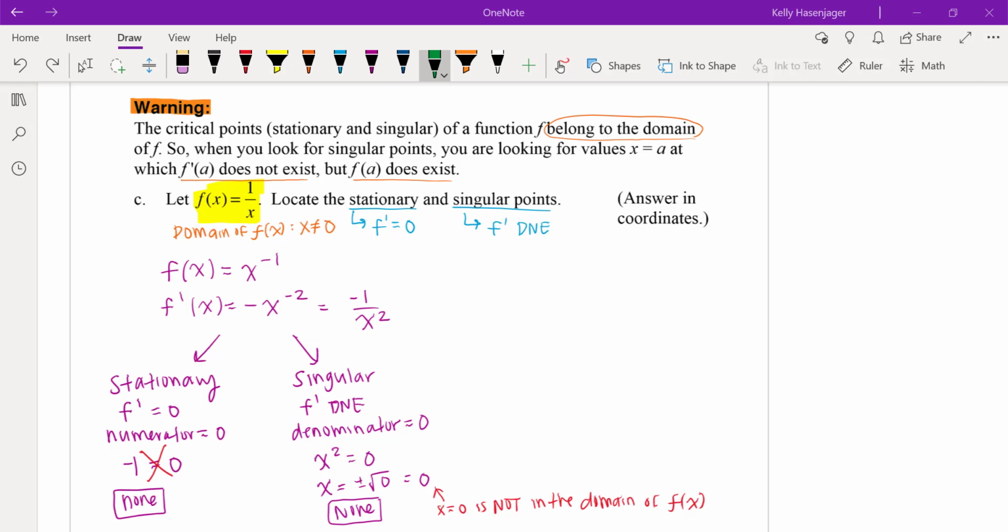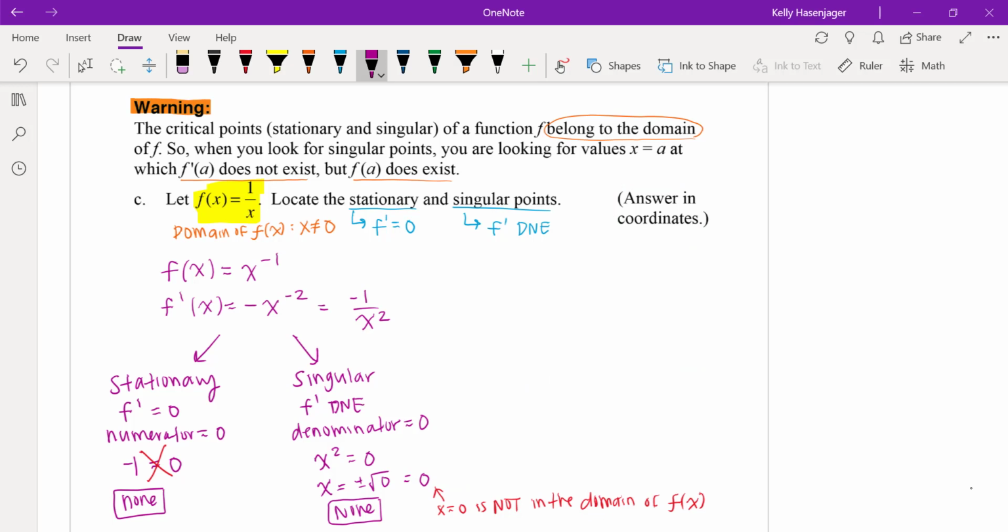Let's just say that we were doing the problem and we weren't really worried about the domain, so we didn't catch this. The next step would be to find the y value because we need to answer in coordinates. We have the x value, x is 0, and to find the y value, we would plug it into our original function. So we would plug in 0 to 1 over x, which would be 1 over 0. And hey, that's undefined. So even if we weren't paying attention to the domain, we would find this out just a different way.